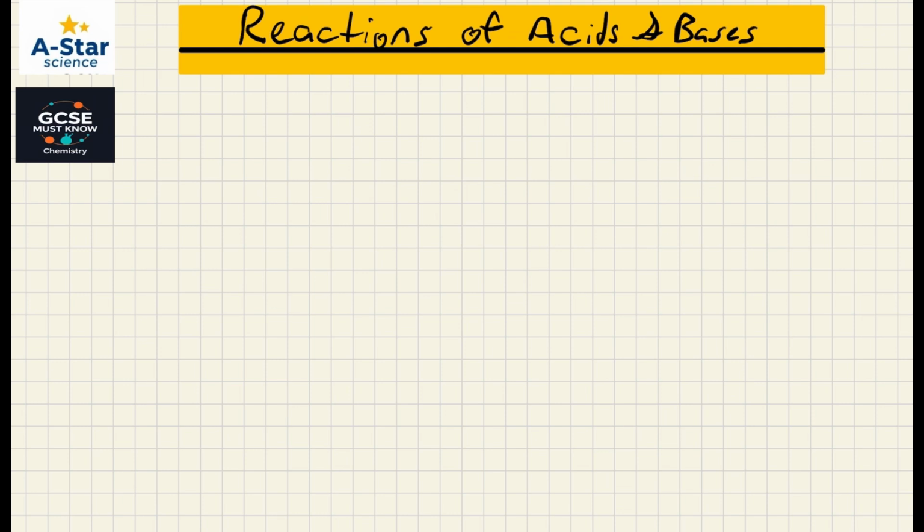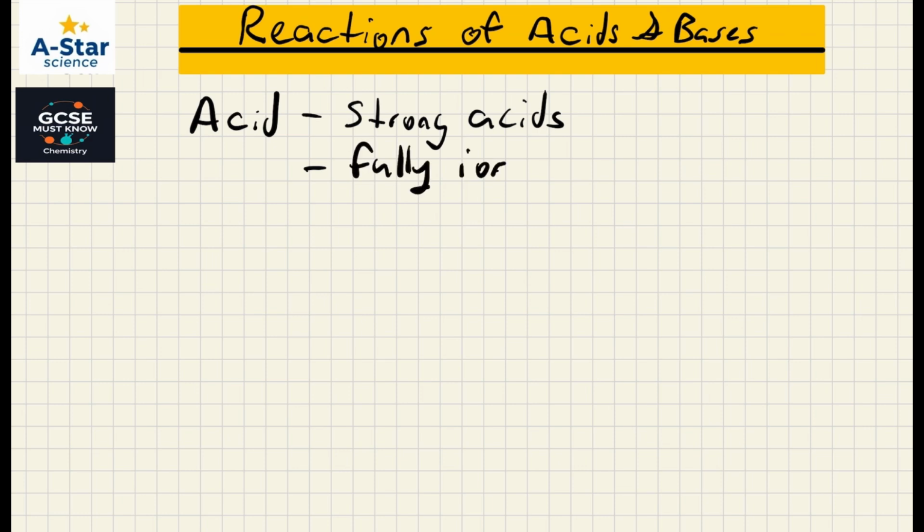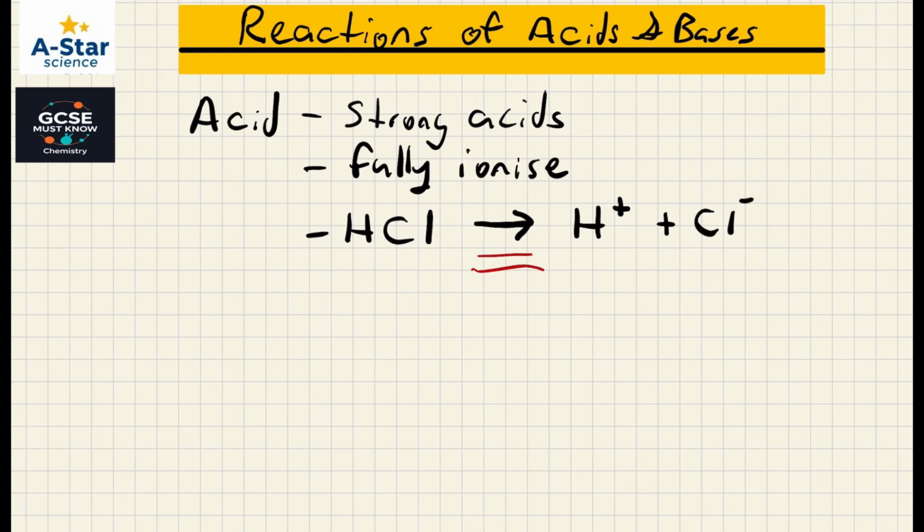Let's first start to remind ourselves what an acid is. You have strong acids, and these are substances that fully ionize. So for example, hydrochloric acid will have a single arrow and will dissociate or ionize into two ions. We know it fully ionizes because it has the single arrow.